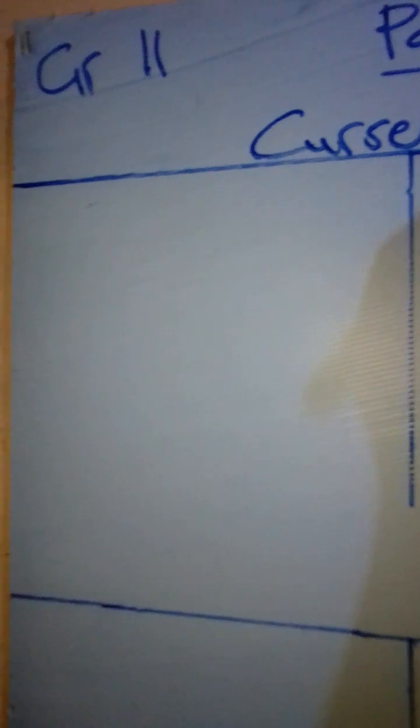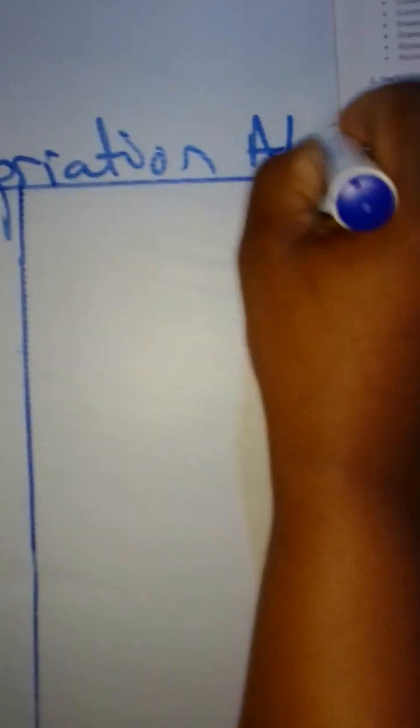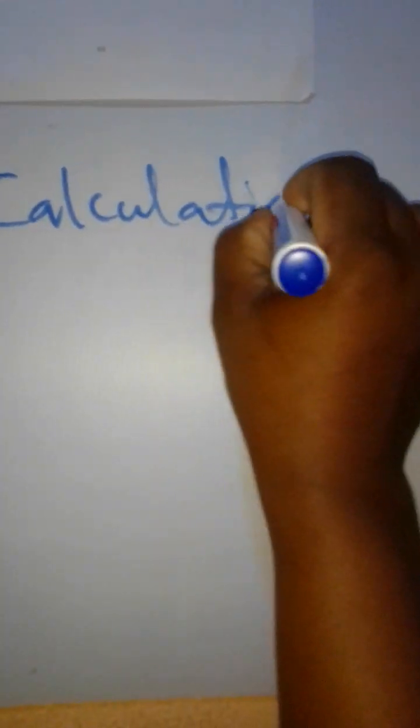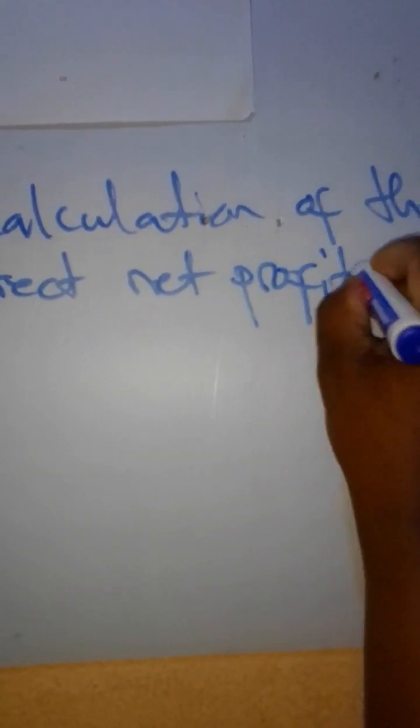Current account, this one is for Gray, and current account, this one is for Simon. Then on this side we are going to do our appropriation account. Here we're also going to do the calculation of the correct net profit. So this is all that we are going to do. We are going to start by looking at the current account.